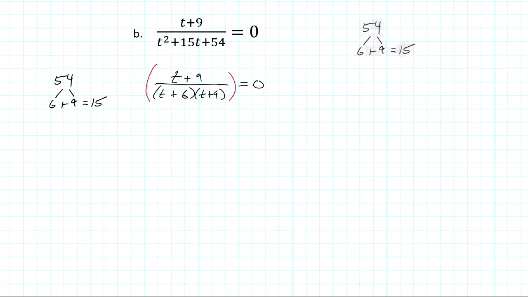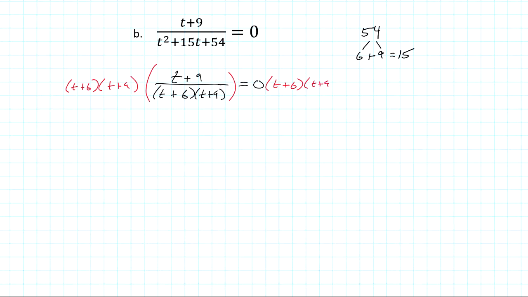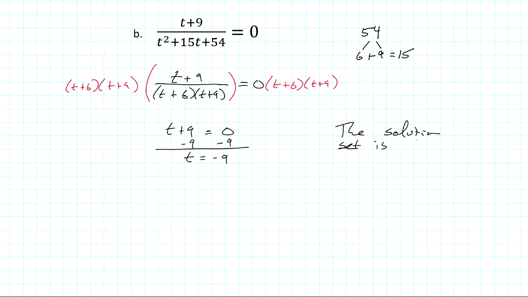Same thing to the right side, t plus 6 times t plus 9. And what we'll get is t plus 9 equals 0. We'll subtract the 9 from both sides, and we will get that t equals negative 9. Now I'm going to jump to the answer real quick, and then I'll go back and explain. The solution set is empty. It's just there is nothing inside of that solution set.